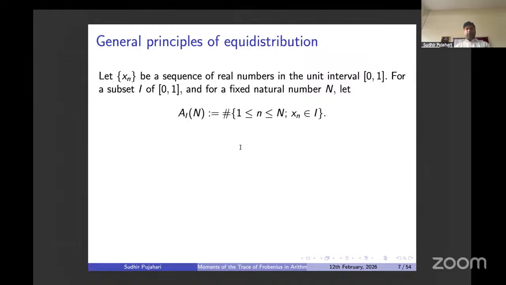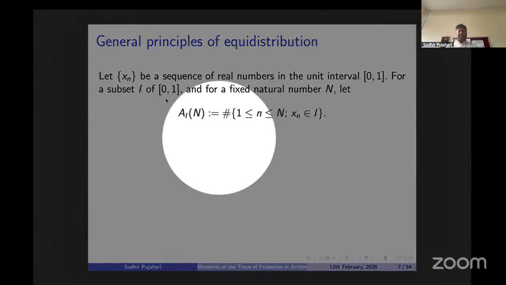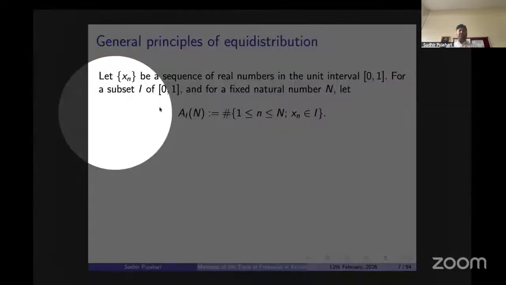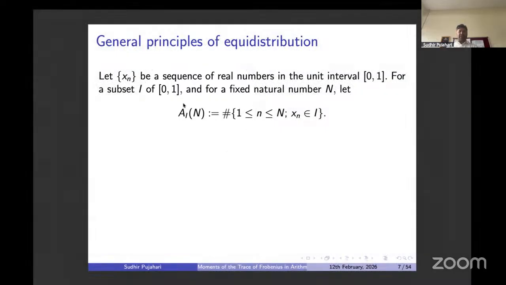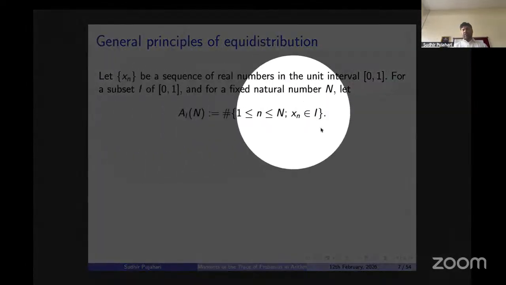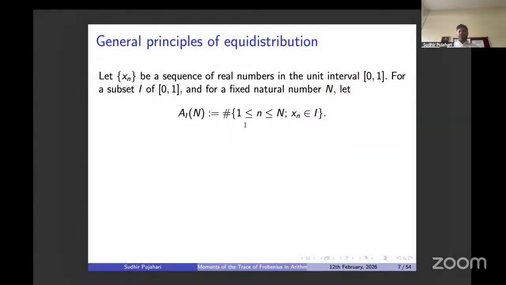So before proceeding ahead, let me set up a couple of notations for our convenience. For any real valued sequence x_n, and for any subinterval I of the unit interval, A(I,N) is the cardinality of n less than or equal to N such that x_n belongs to I.